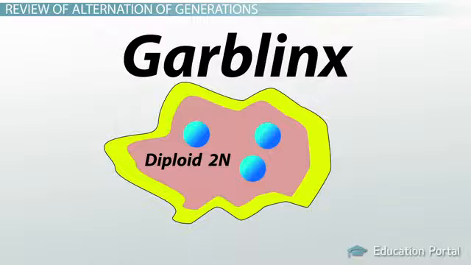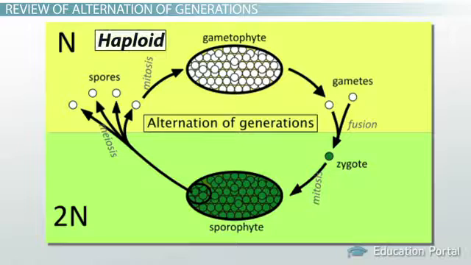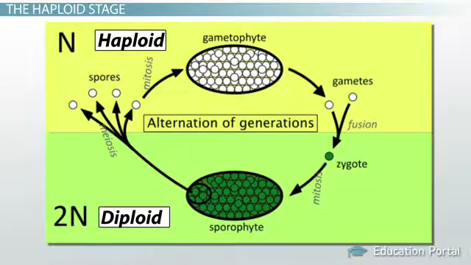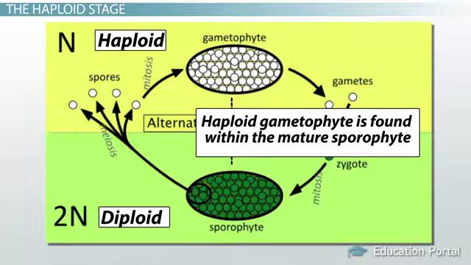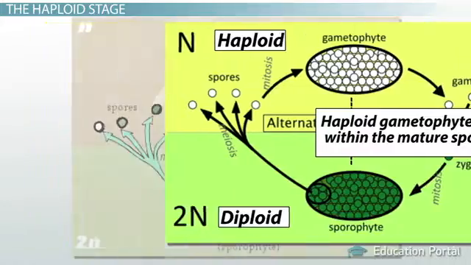Now that we've reviewed the basic aspects of this life cycle, let's look at how gymnosperms go through the cycle. We will start with the haploid stage as we did previously, and then move into the dominant diploid stage. As we move through the different stages in this alternation of generations, we will refer back to this diagram illustrating how gymnosperms reproduce. It is important to note that the haploid stage is dependent upon the dominant diploid stage for protection and nutrition. This means that the haploid gametophyte is found within the mature sporophyte. Let's look at this all in a bit more detail.